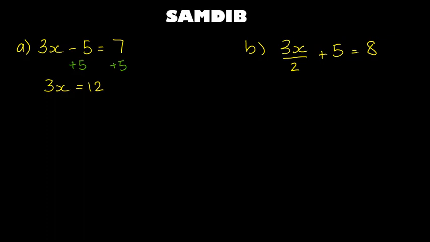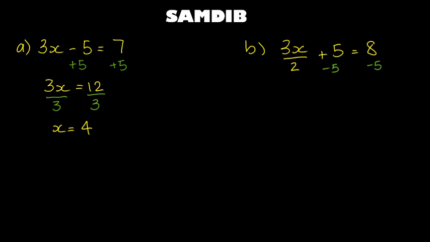Remember, if two things are touching, it means they're being multiplied. So I'm going to divide by 3 to cancel from that side. And I'm left with x equals 4. Let's take a look at the next one now. Once again, I'm going to minus 5 first.